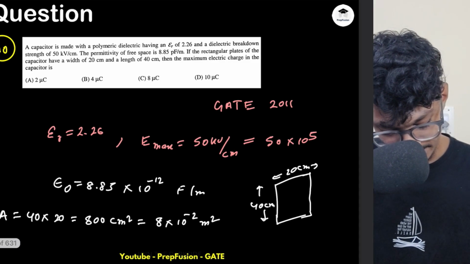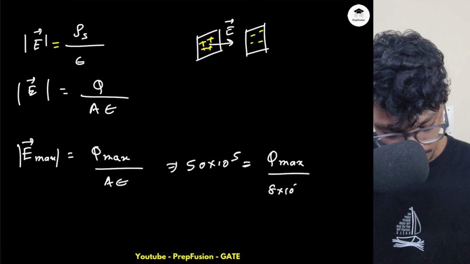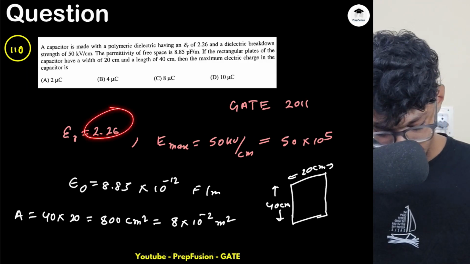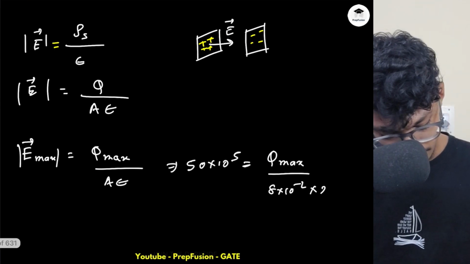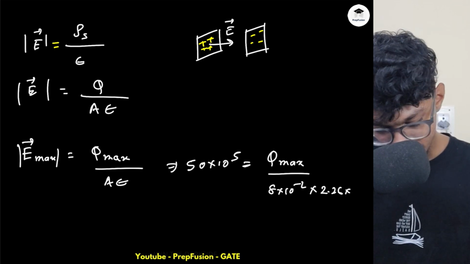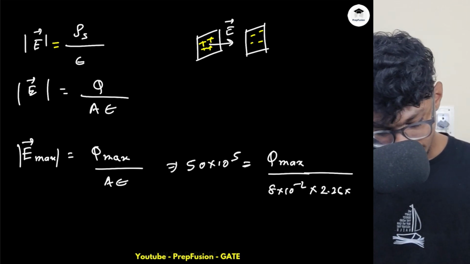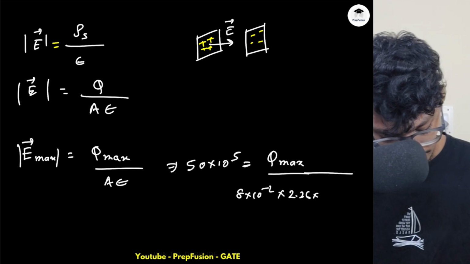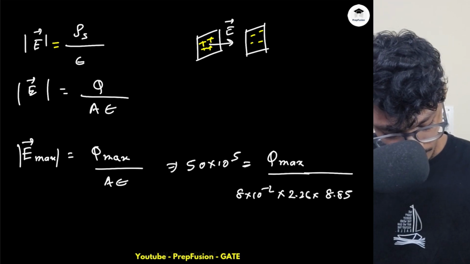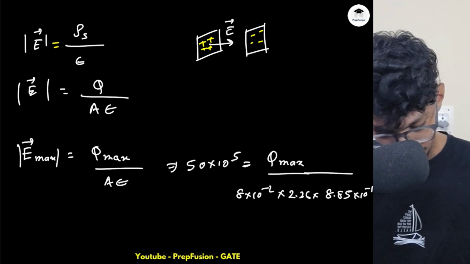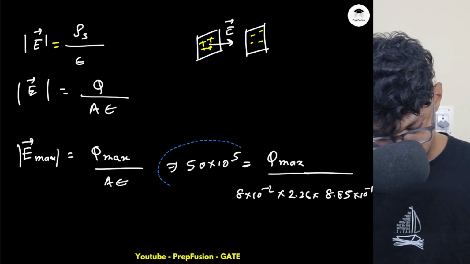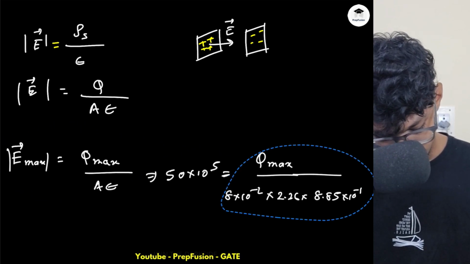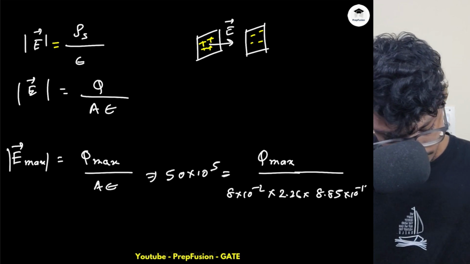Divided by area. Area is 8 into 10 raised to power minus 2, into epsilon. Epsilon is epsilon r into epsilon naught. Epsilon r is 2.26. And epsilon naught is 8.85, weird numbers, 8.85 into 10 raised to power minus 12.